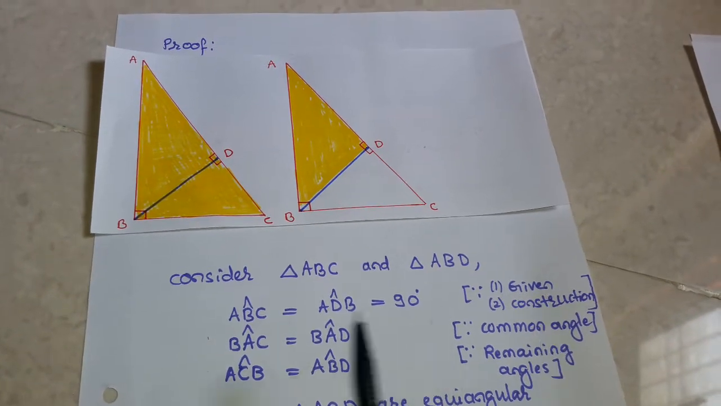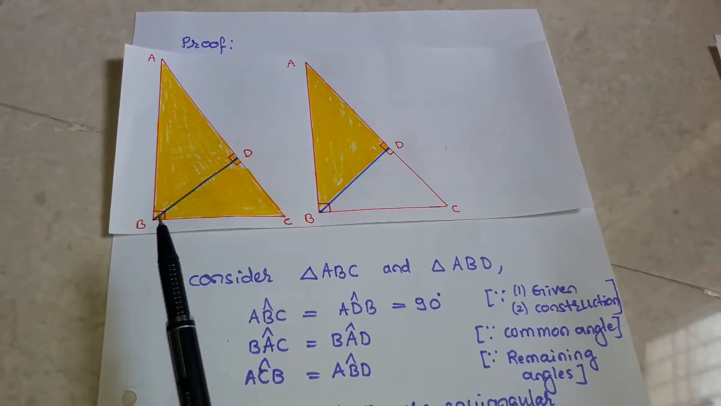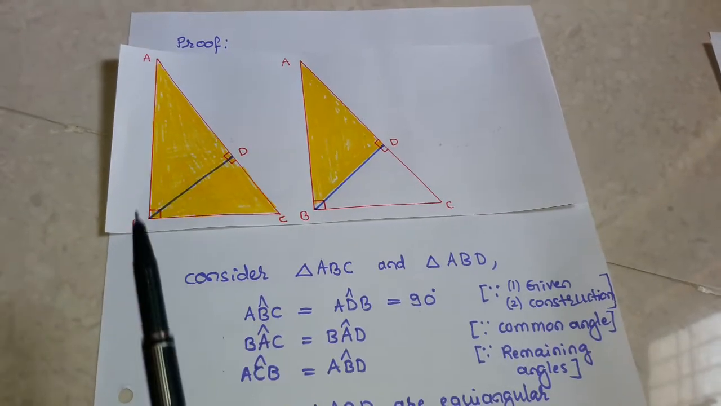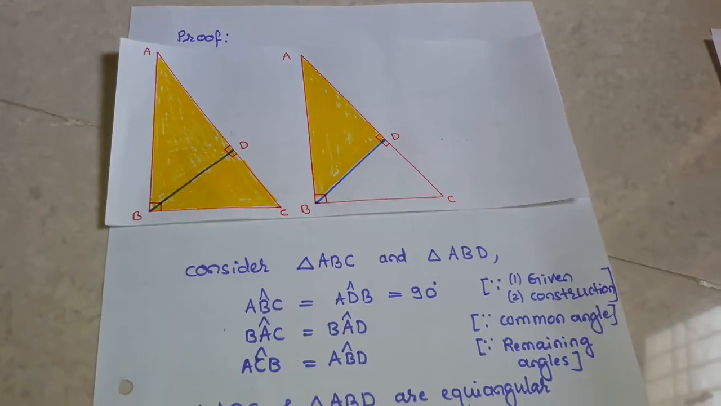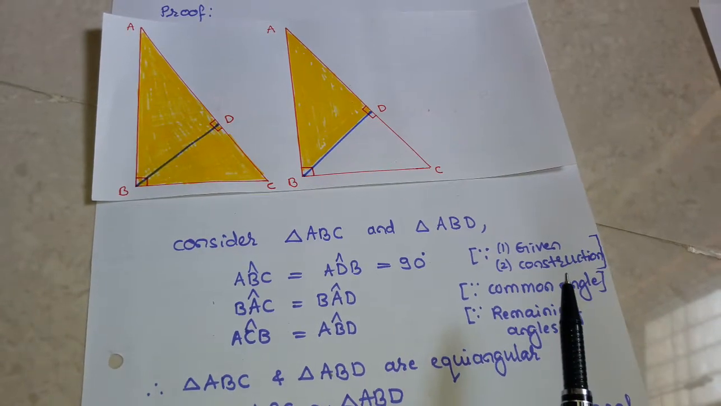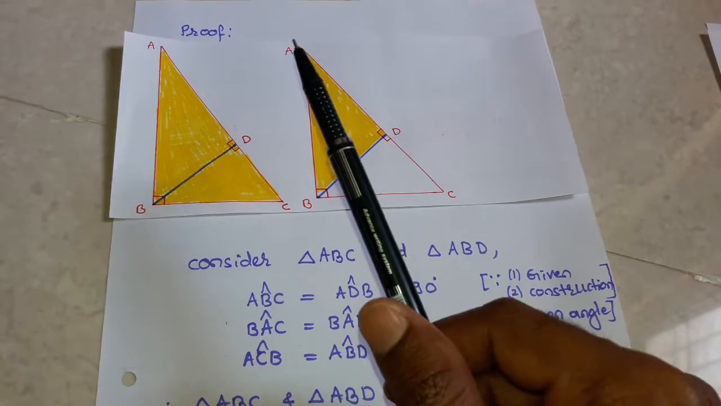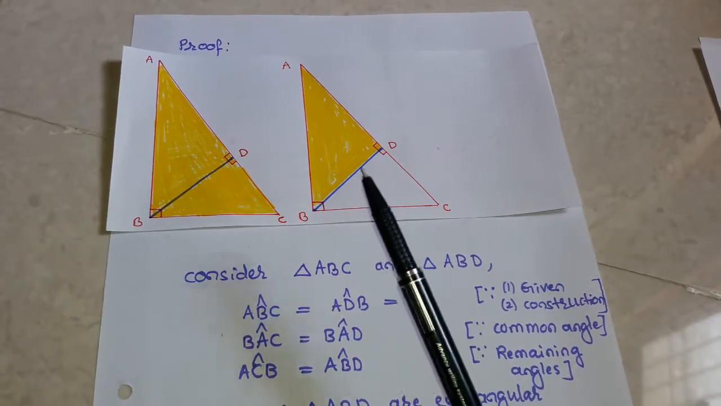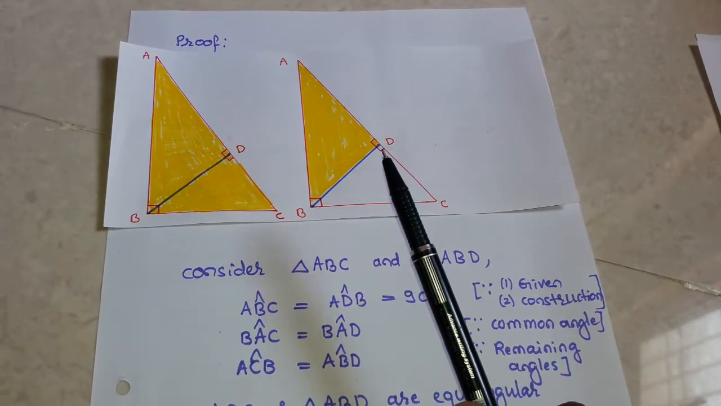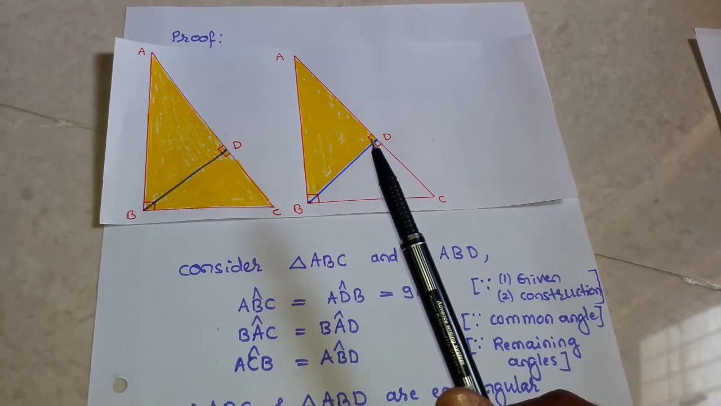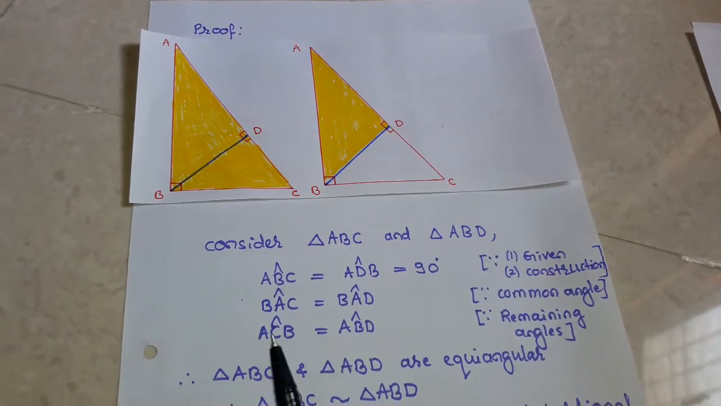See, these 2 are equal to 90 degrees. Because one is given to us. About this angle B which is 90 degrees, we had started with a right angled triangle. Remember that it is given to us. And the second one is from the construction. We had dropped BD perpendicular on AC. So when we dropped the perpendicular, see here it became a right angle, 90 degrees.